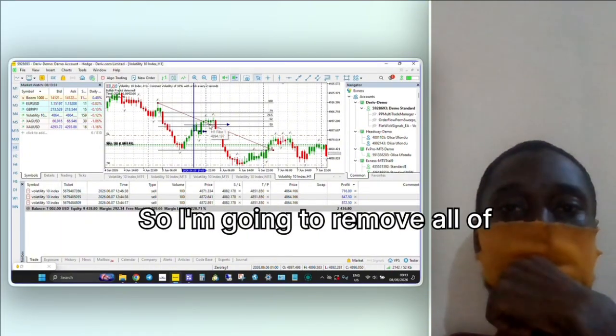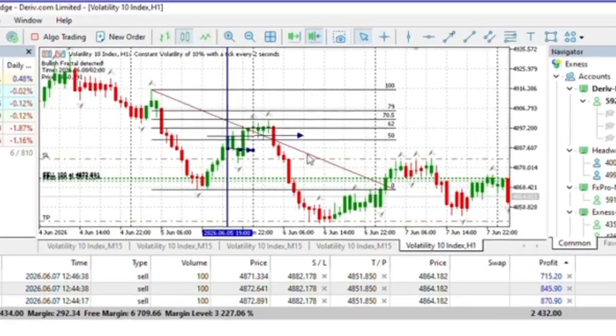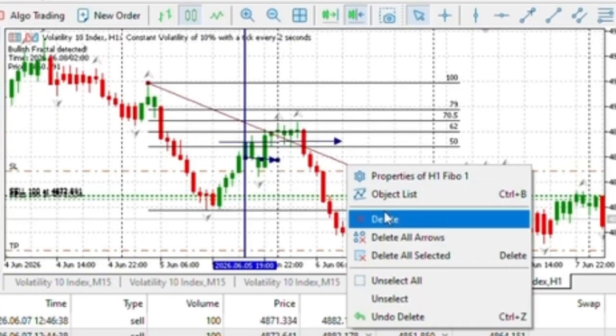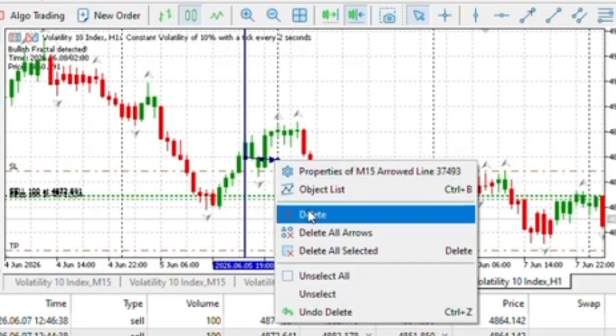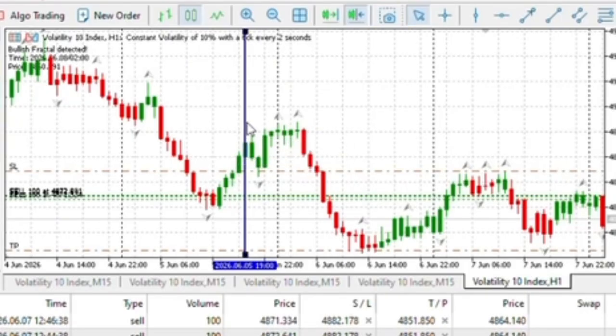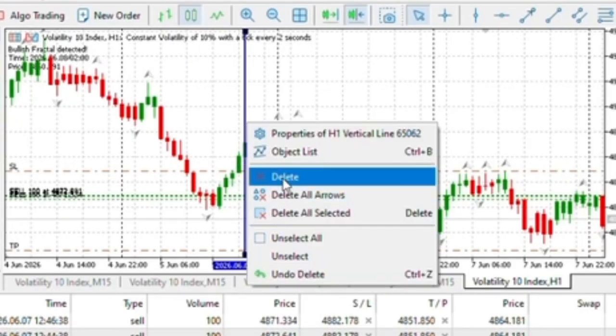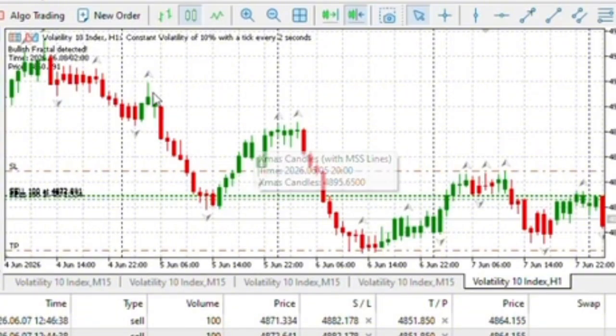So I'm going to remove all of this. I'll remove these objects and let's look at that method. So what you do is use the fractals to determine your swing high. This is a swing high, this is a swing low. Okay. And if you know the Williams fractals, each fractal occurs at the third candle.